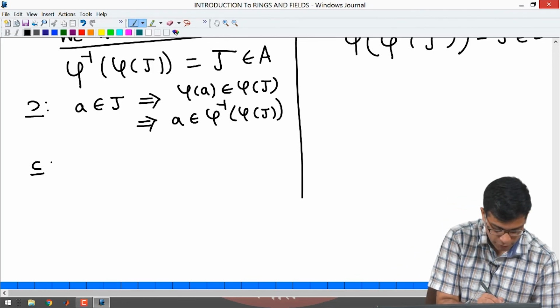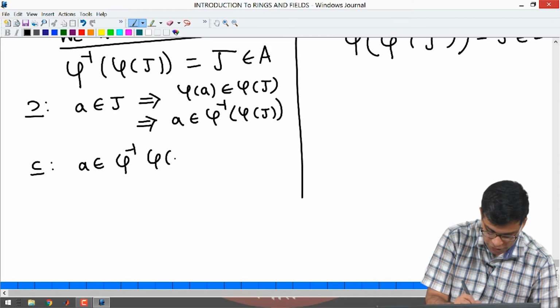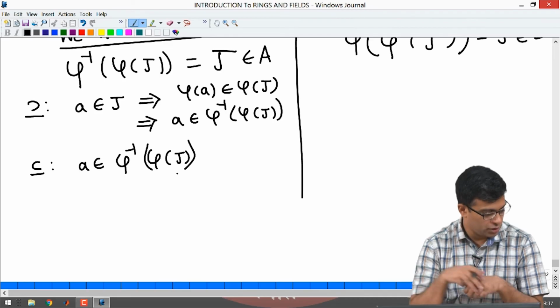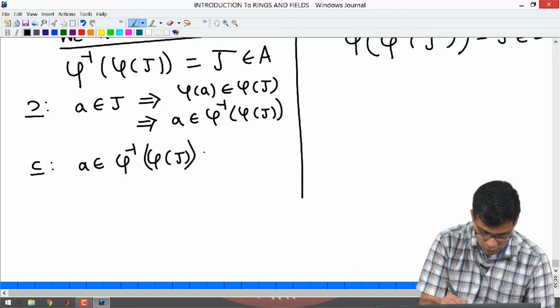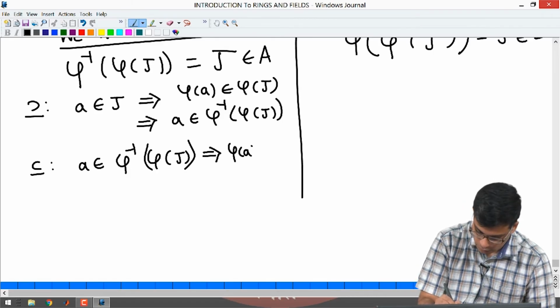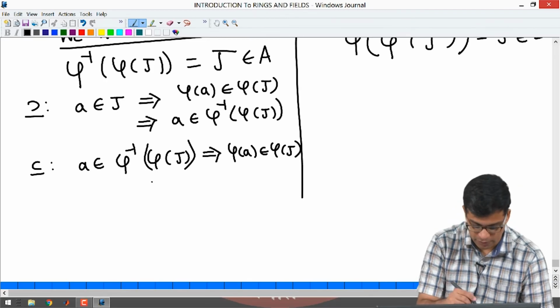To prove the opposite inclusion, let us start with an element of phi inverse phi j. So, I am now starting with an element a of phi inverse phi j and I want to show it is in j. This implies first of all that phi of a obviously is in phi j. This is the definition of being in the inverse image of phi j.